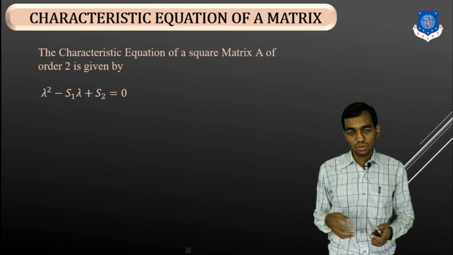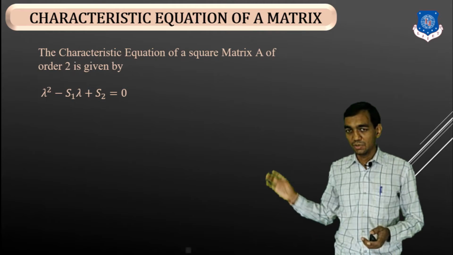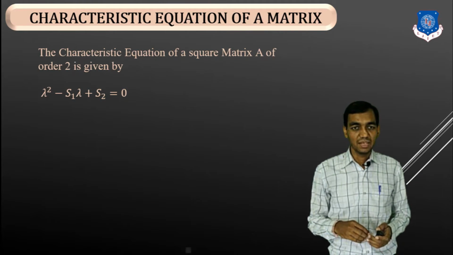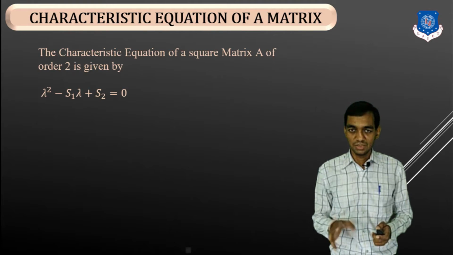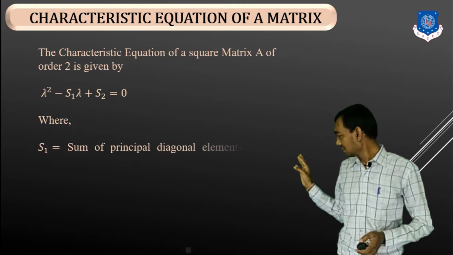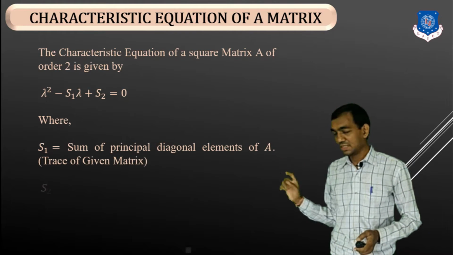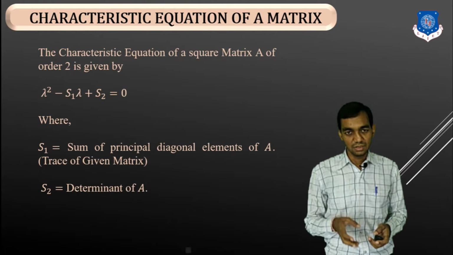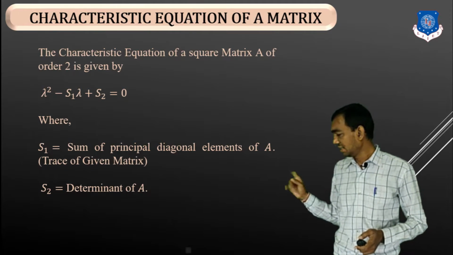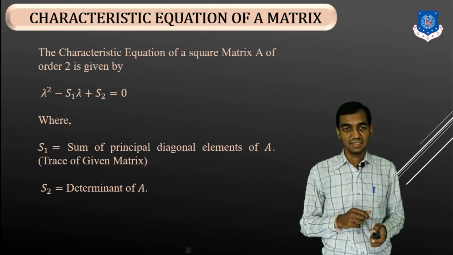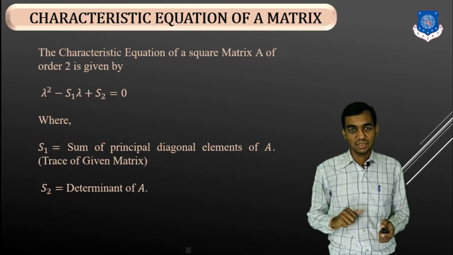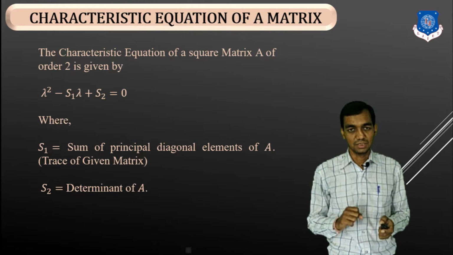If you have a 2 cross 2 matrix, then the characteristic equation is given by lambda square minus S1 lambda plus S2 is equal to 0. Here S1 is nothing but the sum of the principal diagonal, that means the trace of the given matrix, and S2 is nothing but the determinant of the given matrix A. Okay, put both values in the equation, and that will give you the characteristic equation.